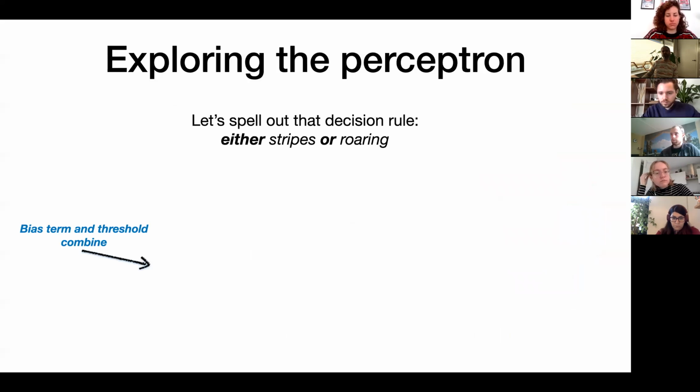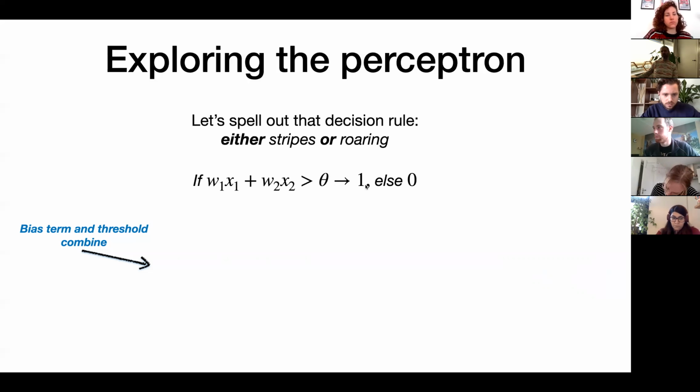Let's spell out that decision rule, right? It's an either-or decision rule based on two separate inputs. So if weight 1 times x1 plus weight 2 times x2 is greater than our decision boundary, theta, we're going to say 1, and otherwise, we're going to say 0, right? So this is that weighted summation compared to some threshold. That's what we're doing here.